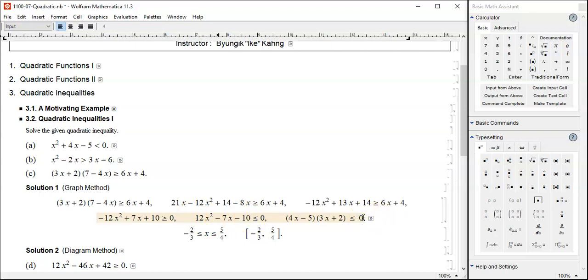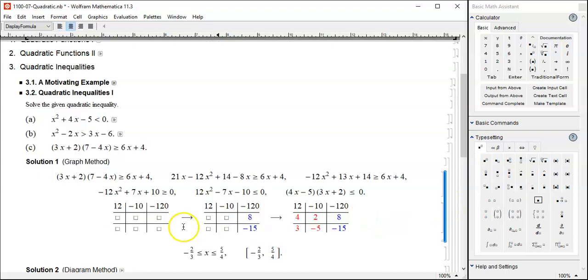And then how to factor? Well, by now, everybody should have mastered how to factor. In case you didn't, here we go. 12 times -10 is -120, right? Find factors of that -120 that'll add up to -7. Good luck. 12 times -10 is -120. Factors of -120 that'll add up to -7: 8 times -15.